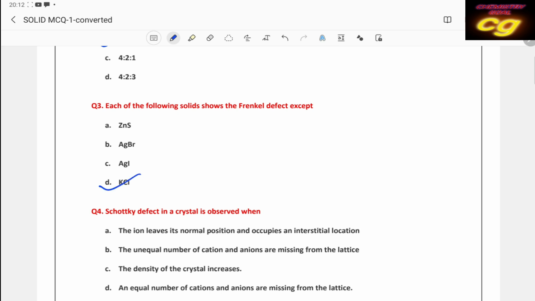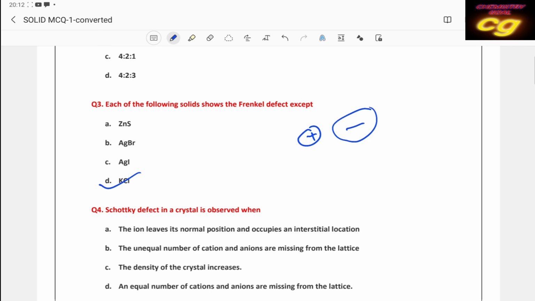That's why Frenkel defect is not shown by alkali metal halides, because the size is comparable between cation and anion. That's why only Schottky defect is possible. But Frenkel defect is possible if the cation size is smaller than the anion. When the cation size is smaller than the anion, then Frenkel defect is possible. That's why the answer is KCl, that is D.